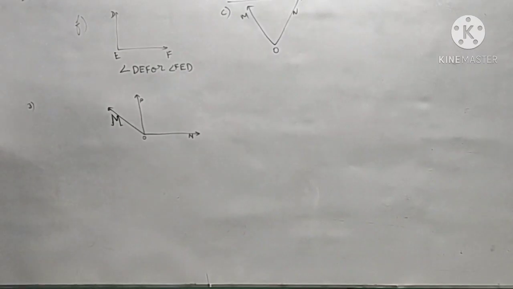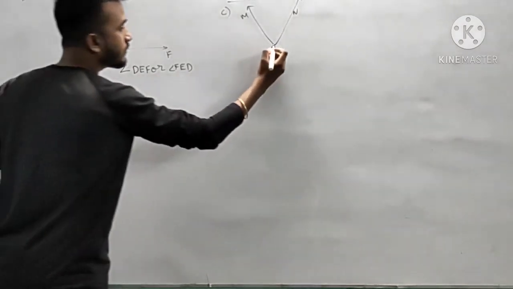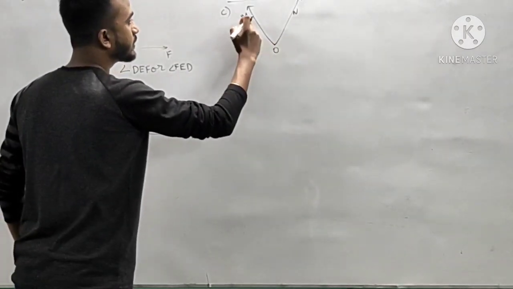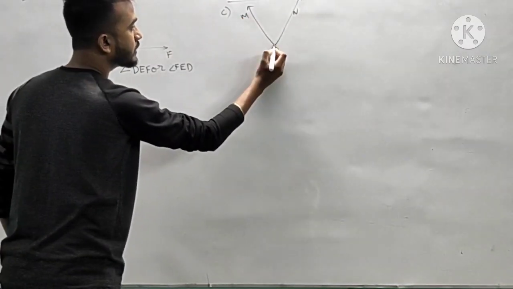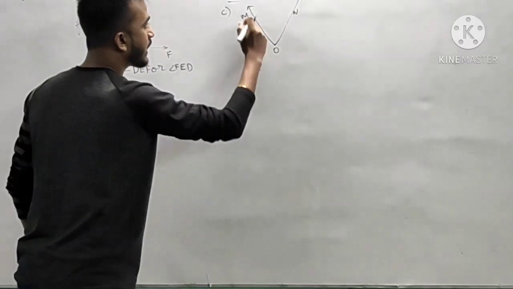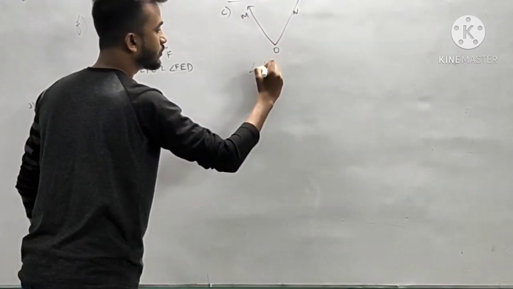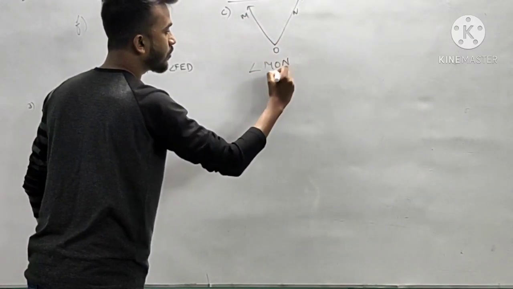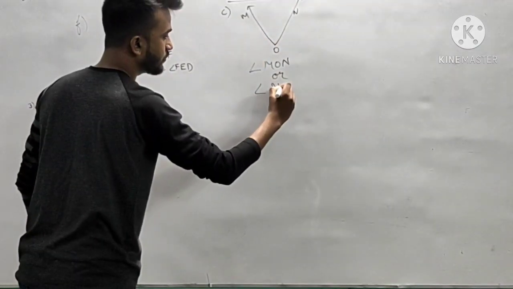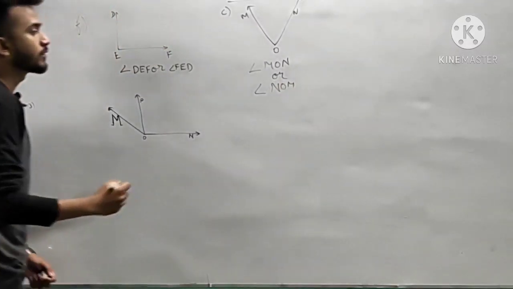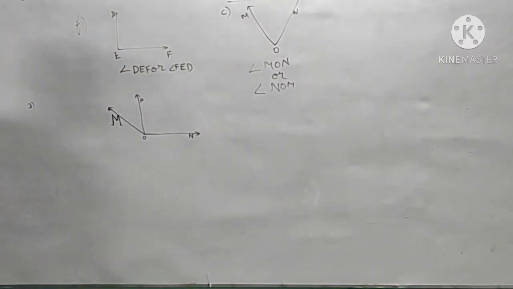Here in number C also, you see that O is the common vertex here. So OM and ON are two arms, where O is the vertex. So you can write either MON or you can write NOM. So these are the two ways to do it. Okay, so I hope you got this number 2.